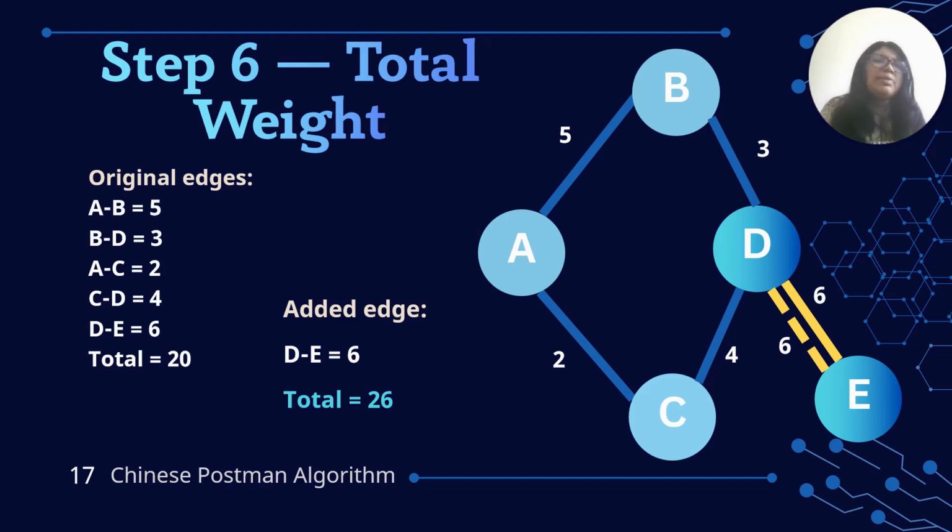Step 6 is simple math. Let's add up all the original edges. A to B is 5, B to D is 3, A to C is 2, C to D is 4, and D to E is 6. That totals 20. We added one duplicate edge, D to E, which is 6. So 20 plus 6 gives us a grand total of 26. This means the postman will have to travel a total distance of 26 units to cover every road and get back home.